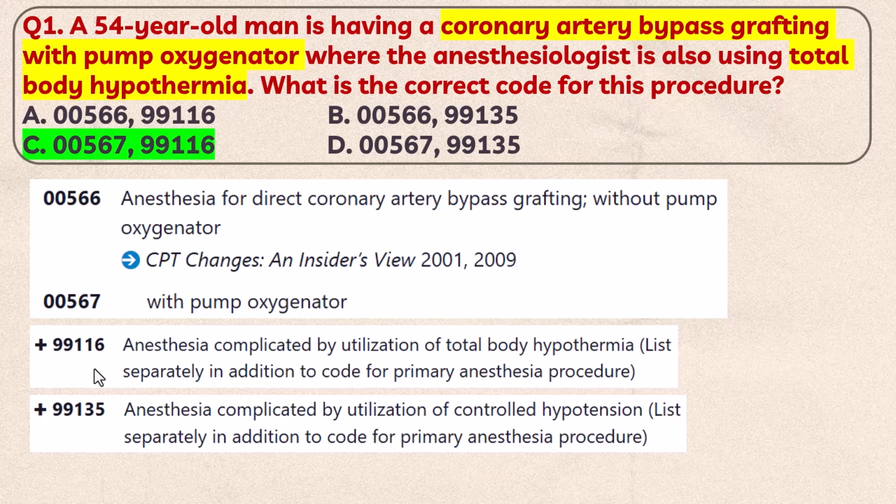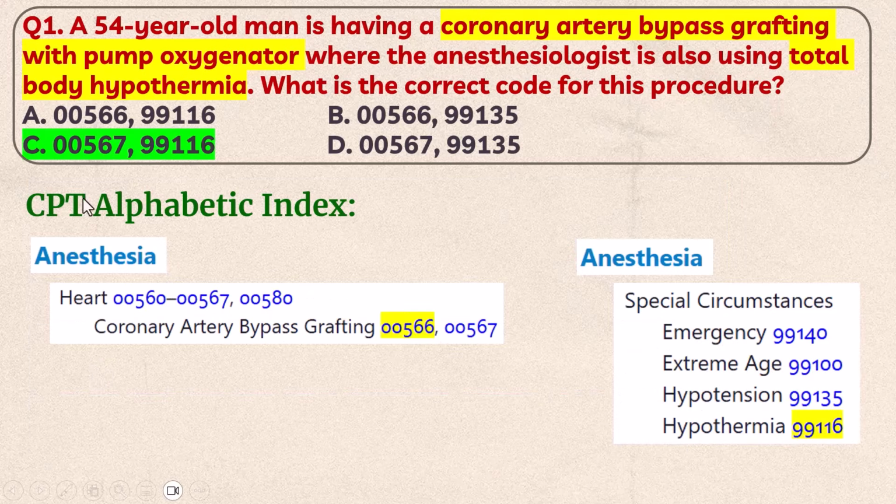So if you encounter this case in the real working world, you would use the CPT alphabetic index. In the CPT alphabetic index, first go for the main index term anesthesia, then go for the subterm heart, again go for the subterm coronary artery bypass grafting. It will lead you to the following two codes. Again come back and confirm the answer. Also the special circumstance for the anesthesia, that is total body hypothermia. So here again you have to go to the main index term anesthesia, then go for the subterm special circumstances. Here there are four circumstances available: emergency, extreme age, hypotension and hypothermia. In our case hypothermia, it leads you to the following code. Again come back to the tabular list and confirm the answer. Once you confirm, the correct answer will be answer C.